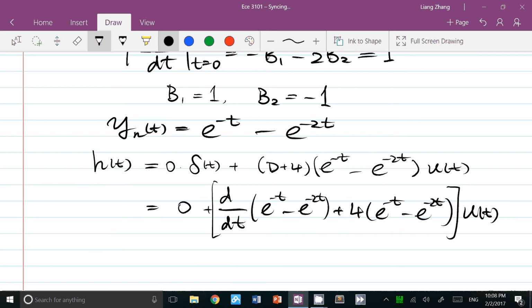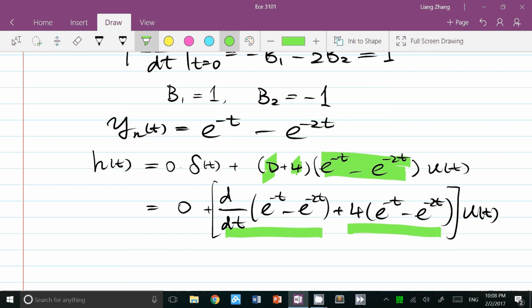Okay. So what we just did is we apply D, that's a derivative or differentiation operation, to the equation following it, and this results in this particular term. Then we take the second 4, multiply it with this equation again, and obtain the second term.